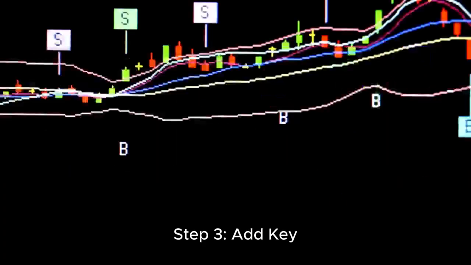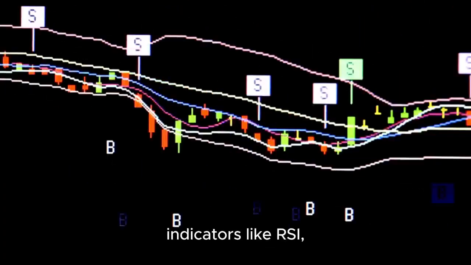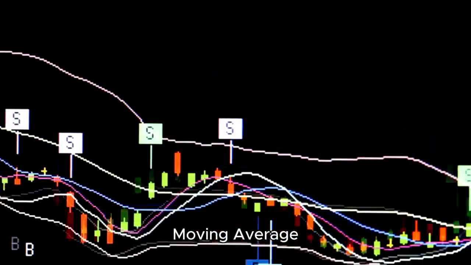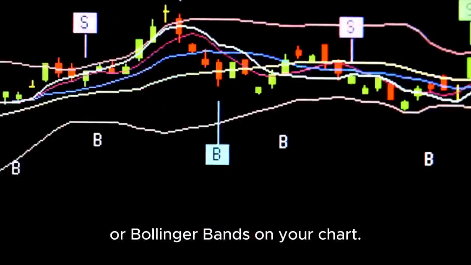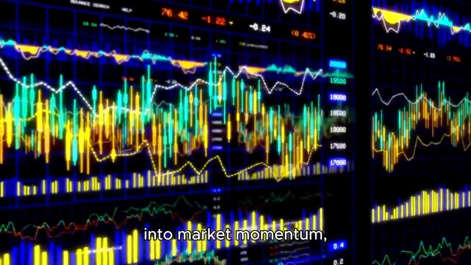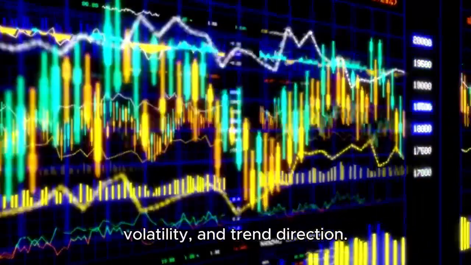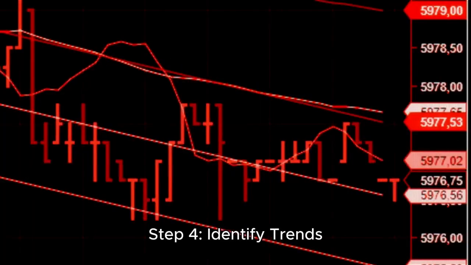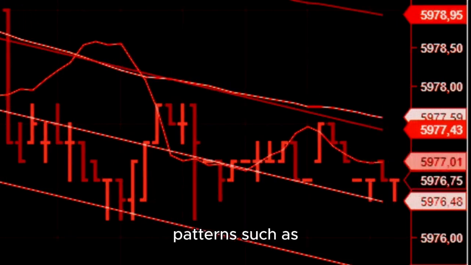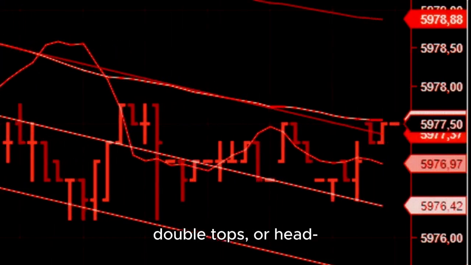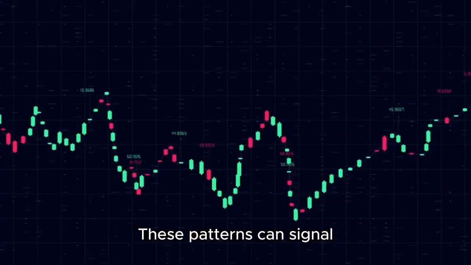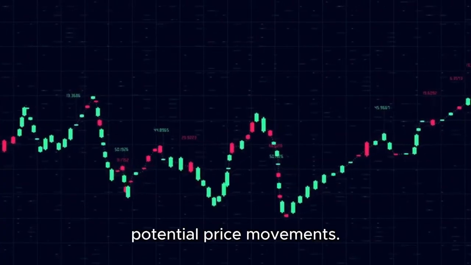Step 3. Add key indicators. Overlay indicators like RSI, moving average convergence divergence, or Bollinger Bands on your chart. These will give you insights into market momentum, volatility, and trend direction. Step 4. Identify trends and patterns. Look for patterns such as ascending triangles, double tops, or head and shoulders formations. These patterns can signal potential price movements.